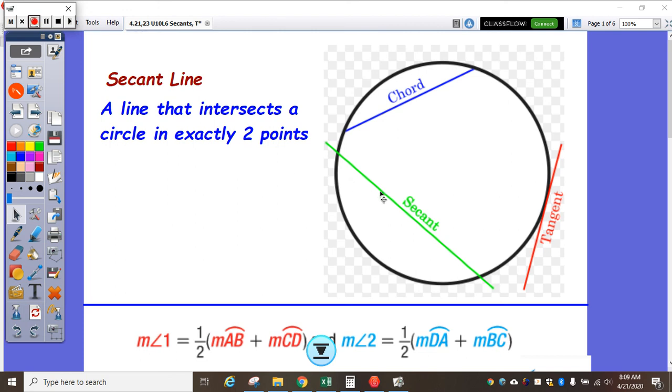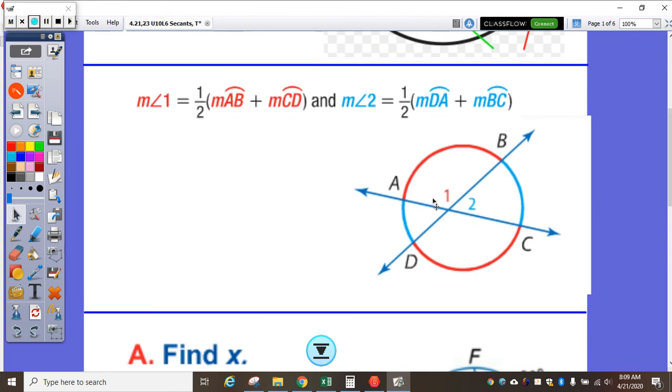So just a review for this, and what we're going to talk about today is intersections of two secant lines inside the circle and a secant line and a tangent line that intersects on the circle itself. So let's look at that for a little bit. Here I have two secant lines that intersect inside the circle. I have this secant line AC and this secant line DB. They both intersect inside of the circle.